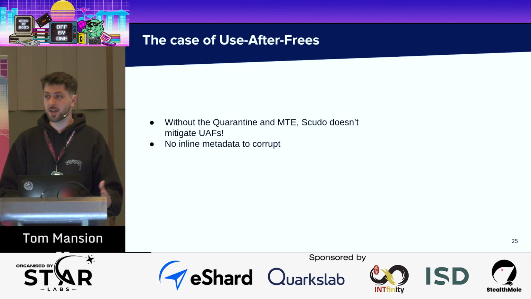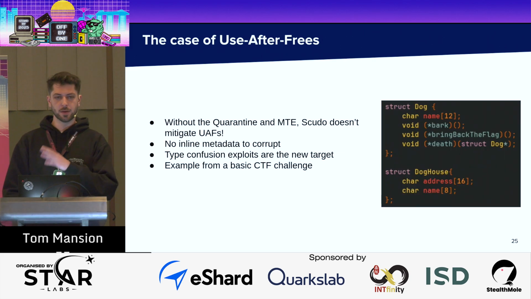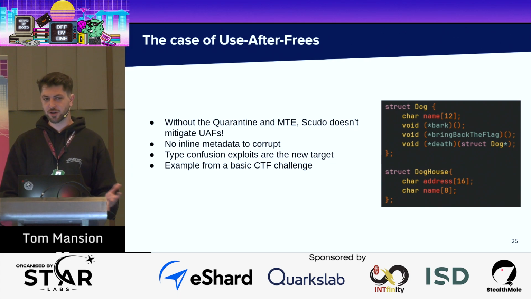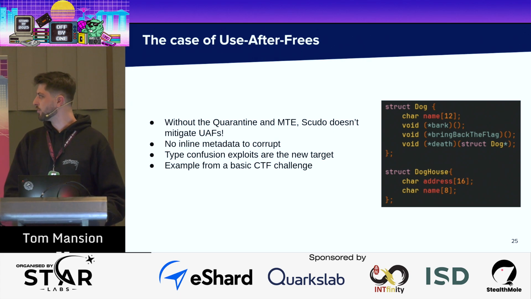But there is no inline metadata on the heap to corrupt, so the target is actually the program itself. We want to do type confusion attacks and that kind of thing. This is an example from a CTF challenge where we do a type confusion. It's actually a 32-bit challenge that we ported to Scudo, very basic, but the idea is that you want to call this bring back the flag function, which you cannot do by using the program normally. You're going to do a type confusion to write the address of this function in the slot for the bark function, which you can actually call.